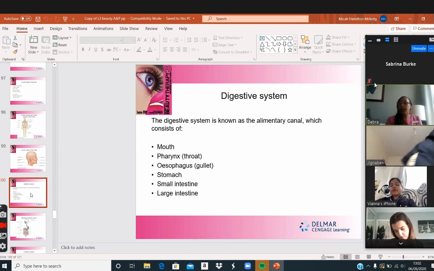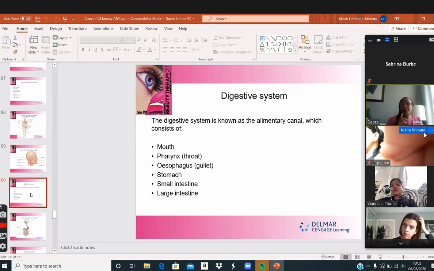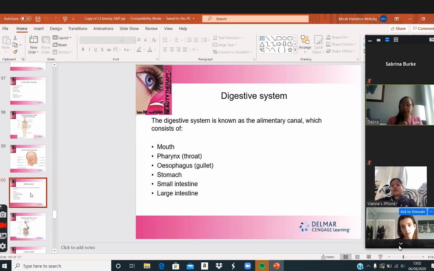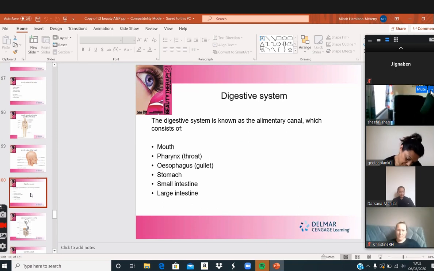Okay, right, so the digestive system is also known as the olfactory canal, which consists of the mouth, the larynx, which is the throat, the esophagus, which is your palate, stomach, the small intestine, the large intestine. So these key points are important. You will be asked at some point in your anatomy and physiology test to name all or some of the digestive system, which is all these here.